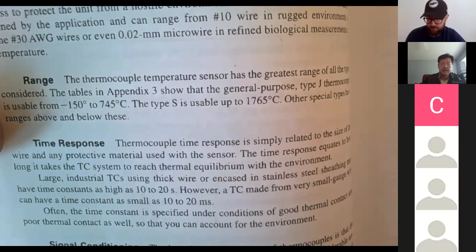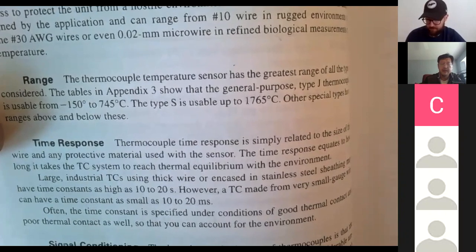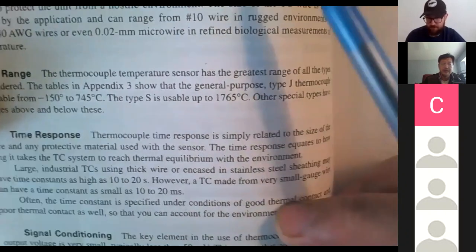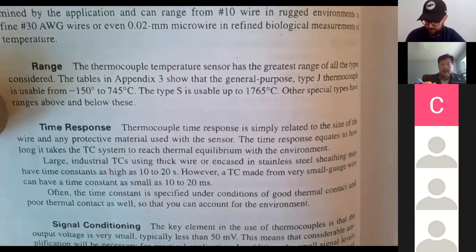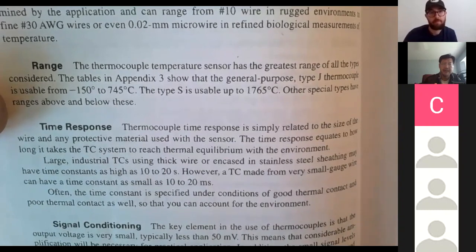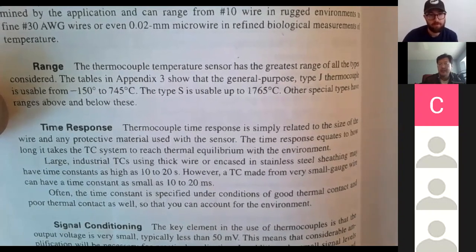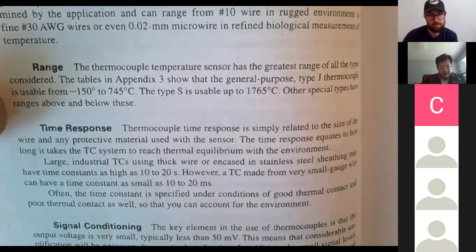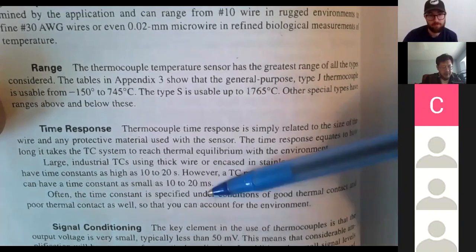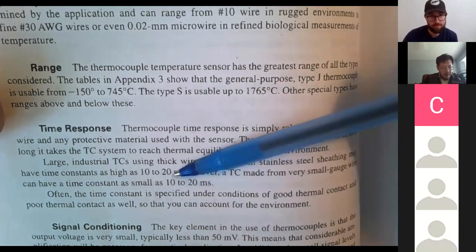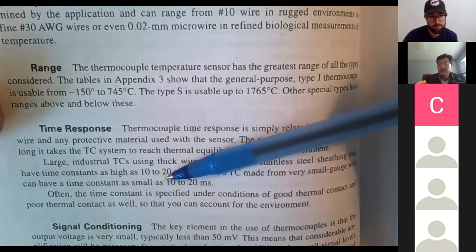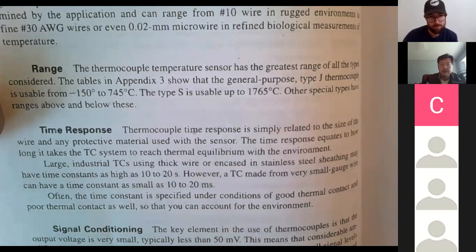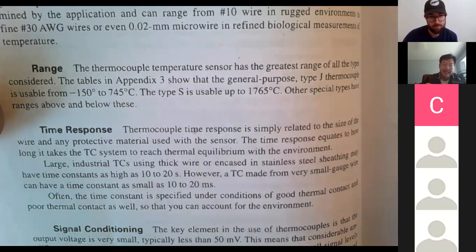So if you build your thermocouple with very small gauge wires, it's all about physics. You have less mass for the thermal energy to transfer. So the time response goes very fast. That's something nice to know. So if you want a fast response, you use a small gauge.